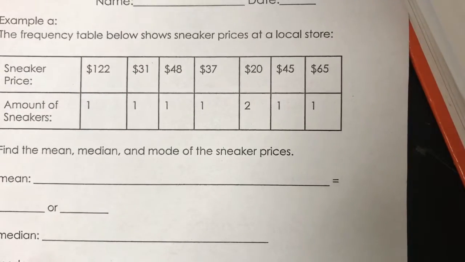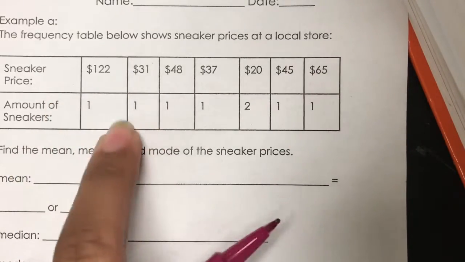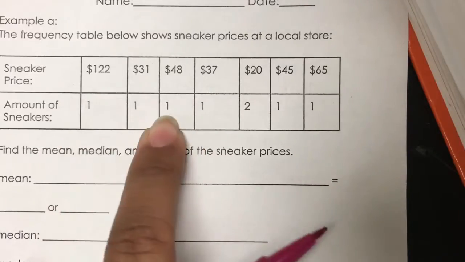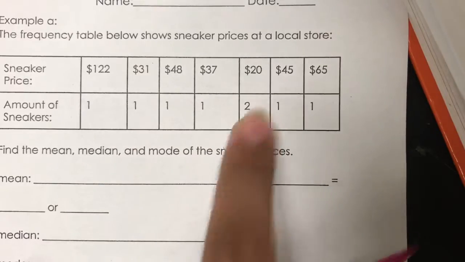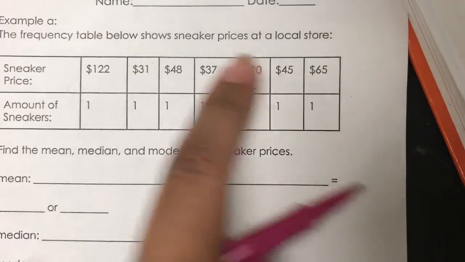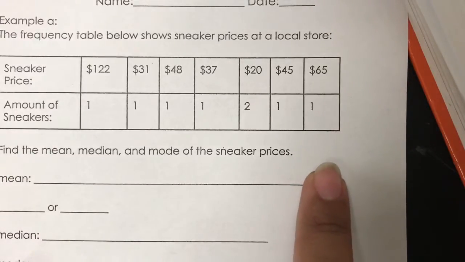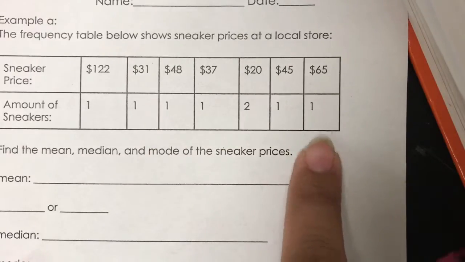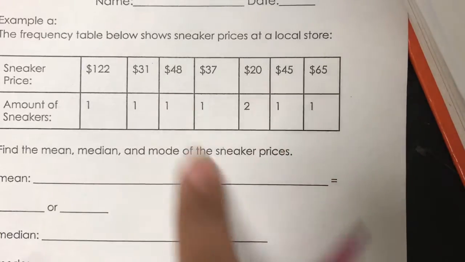It says here, the frequency table below shows sneaker prices at a local store. So these are the sneaker prices, and these are the amount of sneakers for each price. If you notice, most of them have one sneaker at that price, but one of them has two. A good thing to do whenever you're looking at a data table is to review it and see what you notice about the numbers. What is repeated the most? Anything that is different or the same, you might want to check that.